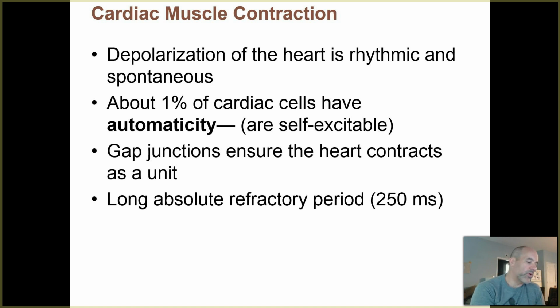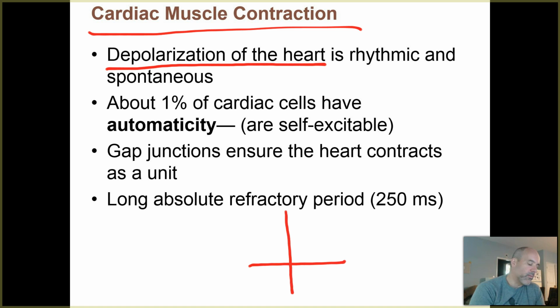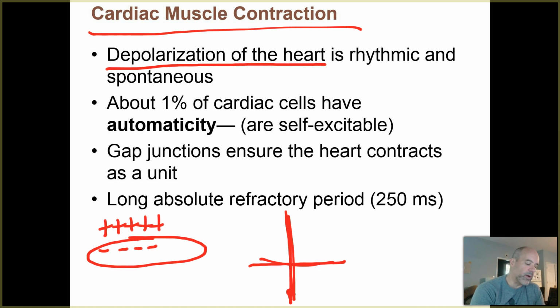All right, one key difference with cardiac muscle contraction: depolarization of the heart. So if you guys remember your little graphs from Biology 201, if you've got a typical cell over here, the outside of the cell normally tends to be a little bit more positively charged than the inside of the cell, or the inside of the cell is a little bit more negatively charged. And that charge difference can be measured as a voltage that is below zero, because the inside of the cell is a little more negatively charged than the outside.